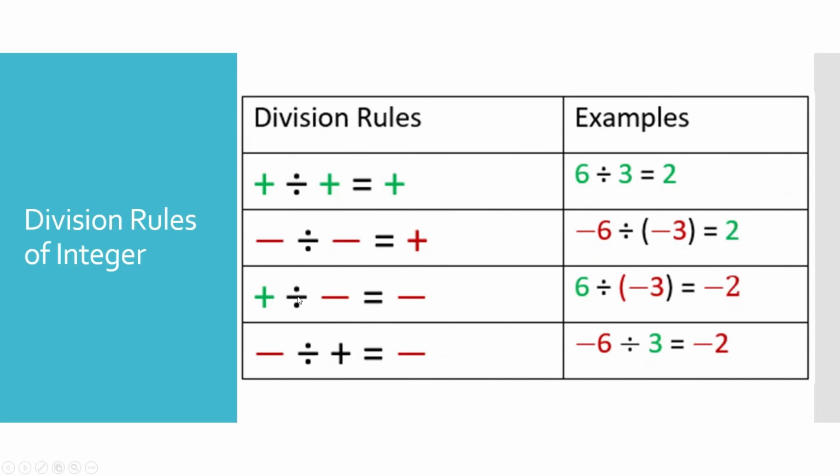Now here, if you divide opposite sign numbers, like positive by negative, the result will be negative. Like here you see, 6 positive, if you divide by -3, the result is -2. Then if you divide a negative number by a positive number, the result will be negative. -6 divided by 3, the result is -2. So these are all the division rules of integers.